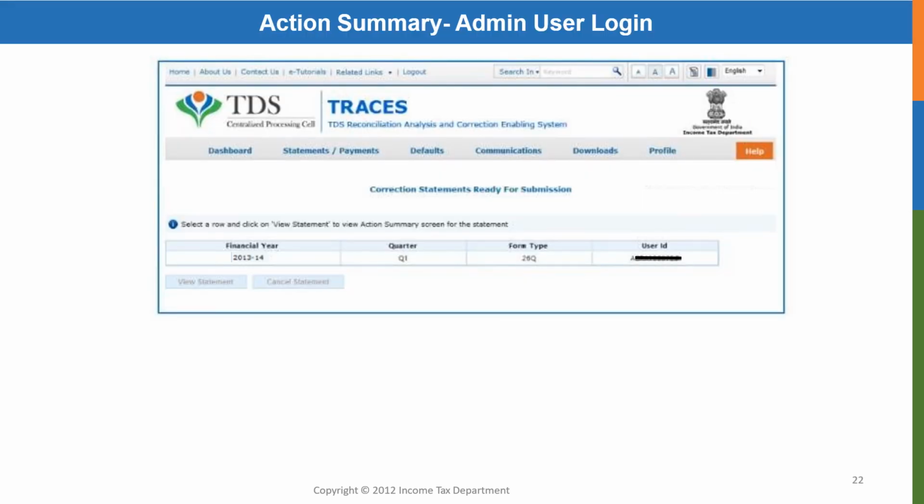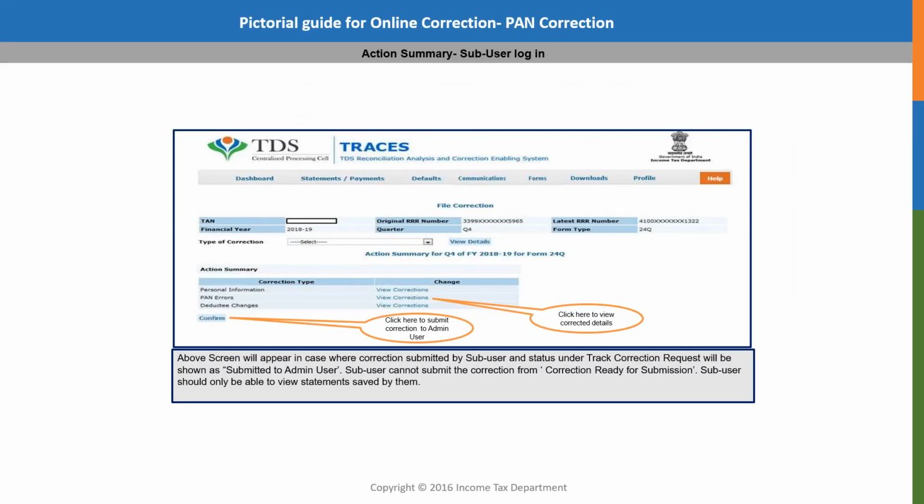The correction statement details such as the financial year, the quarter, the form type, etc. will be displayed on the screen as you can see. So you may now select the row and click on the View Statement button to proceed further. On doing so, the file correction page as you can see on the screen will be displayed. You can view the corrections made using the links provided on the page if needed. Now click on the Confirm button to move forward.